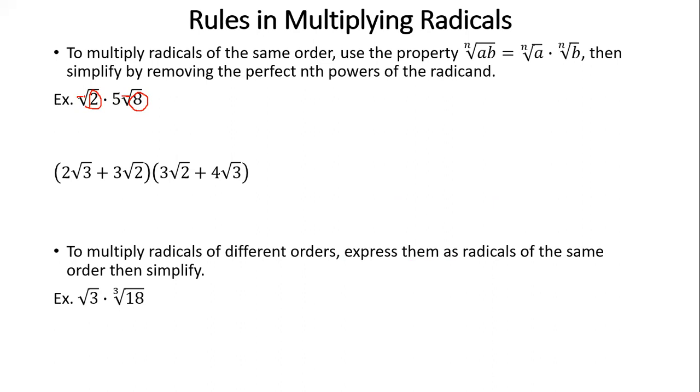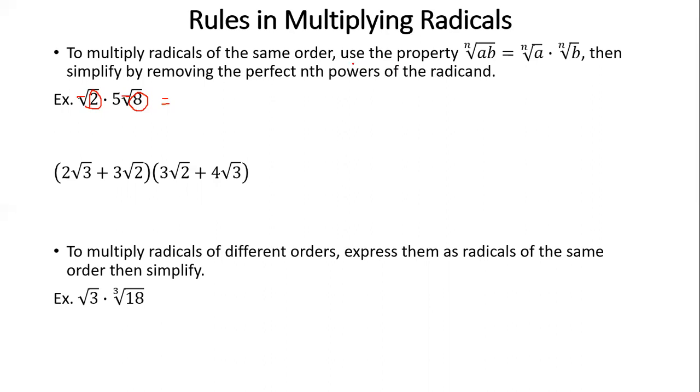But in my years of experience, I haven't encountered a single example or expression na kung saan yung mga radicals na involved ay hindi pwedeng gawa ng paraan para maging pareho yung index. Okay, so the first rule, we have to multiply radicals of the same order. Use the property nth root of AB equals the nth root of A times nth root of B, then simplify by removing the perfect nth powers of the radicand.